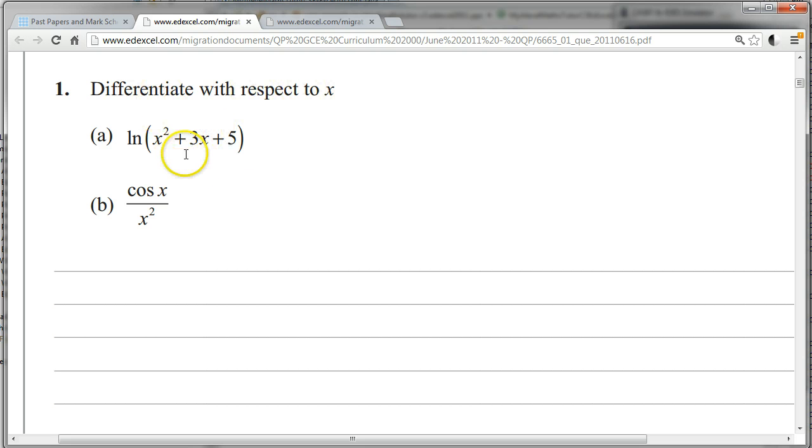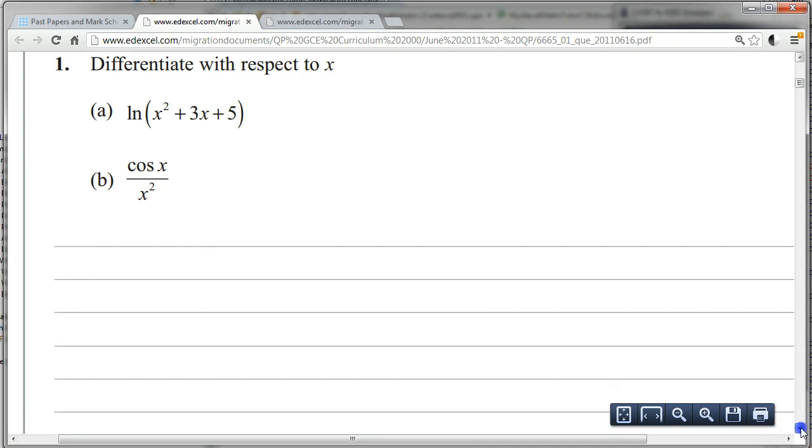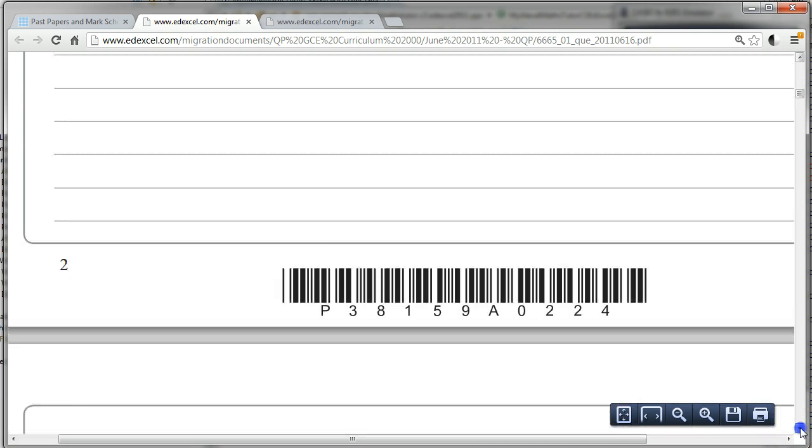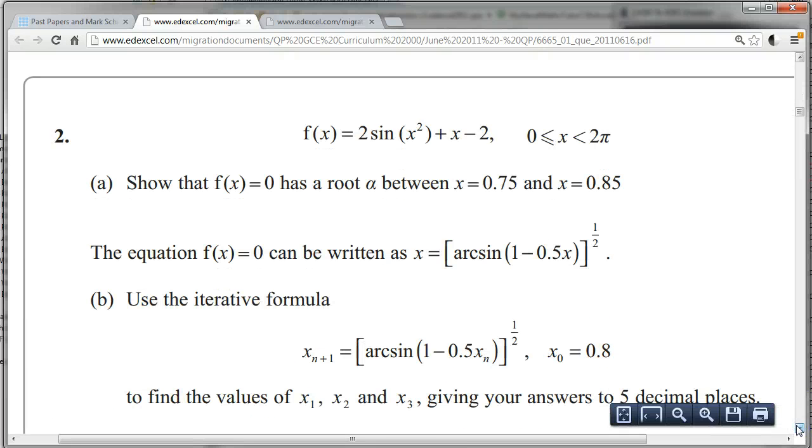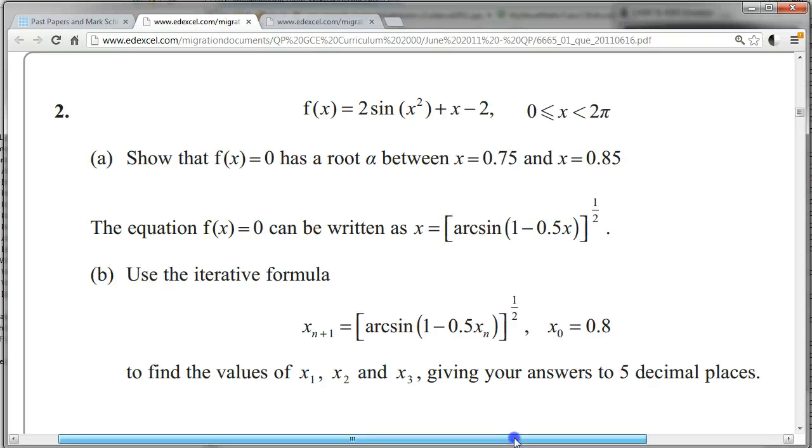So differentiate this, function of a function and a quotient, no problem at all. Nice easy starter question there, very user friendly, so definitely start with that question I think, even without looking at the remainders. Question 2 now.